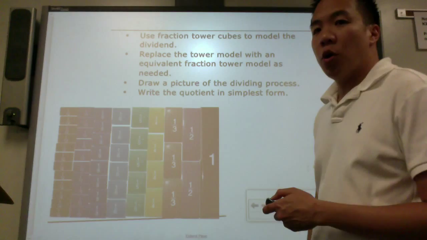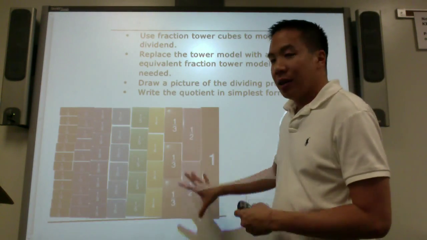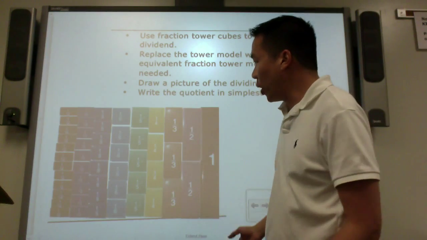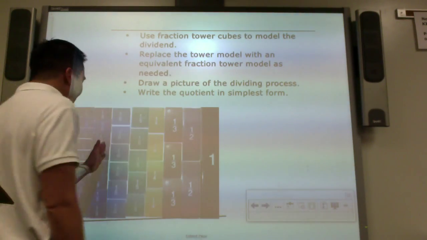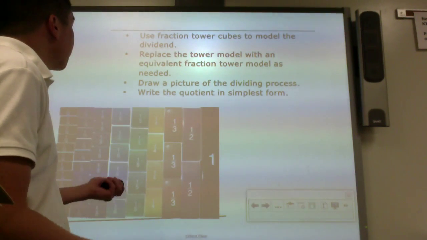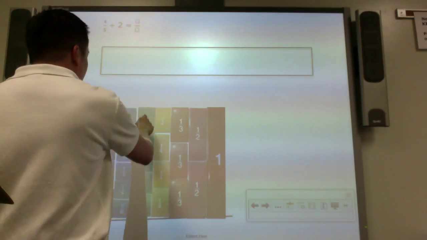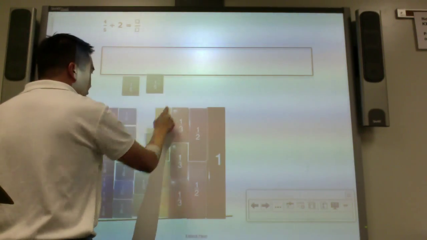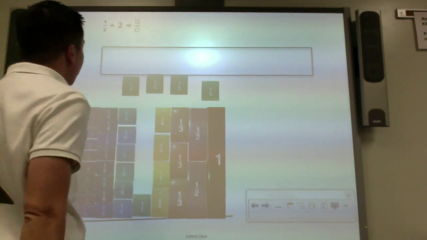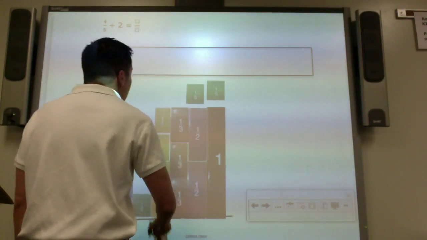So what do you know about fraction towers? Well, fraction towers are equivalent. They all equal one whole. You have 12ths, 10ths, 8ths, 6ths, 5ths, 4ths, thirds, and halves. So what we're going to do is answer this question. You have 4/5. Where's 4/5? 1, 2, 4/5. I would like you to divide this into two groups. So what do you get?